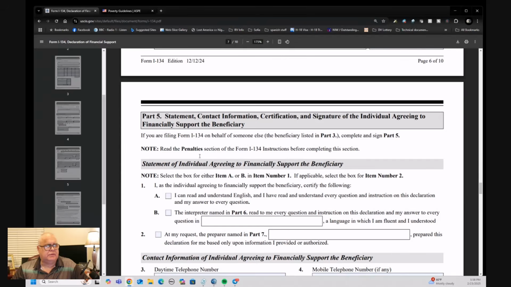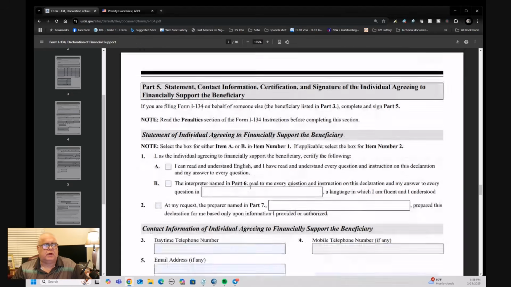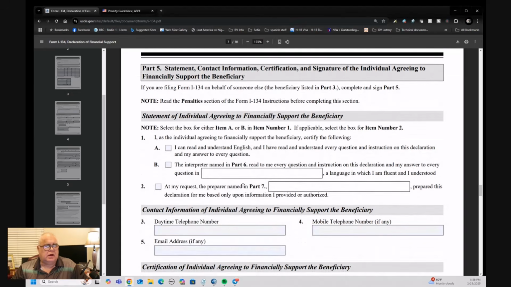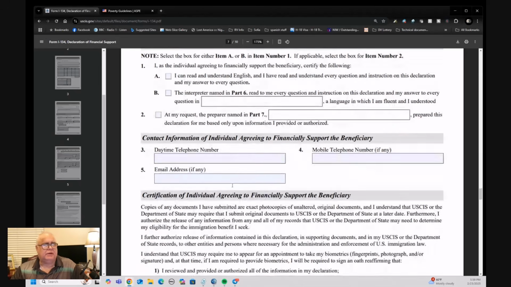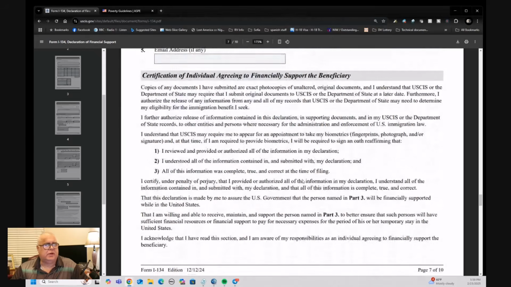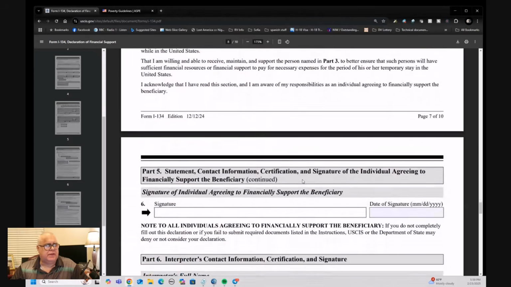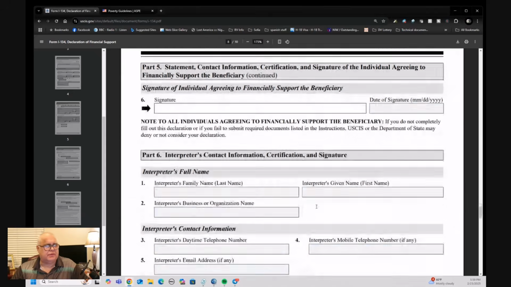Then you've got the statement of the individual agreeing to financially support the beneficiary. Similar sort of questions here than we just covered. Again, they want to know, can you understand English? Or did an interpreter help you? Did someone prepare the form for you? And in the case of an interpreter or a preparer, there's going to be another section, part 6 and part 7, that you'll need to fill out if you choose those options, right? Again, your contact number now, the mobile phone number, and the email address, if any. Okay. You're going to sign that. There's the signature and the date of the signature.